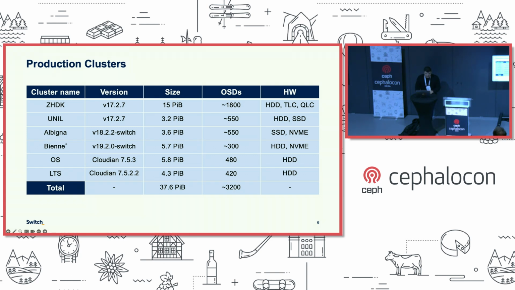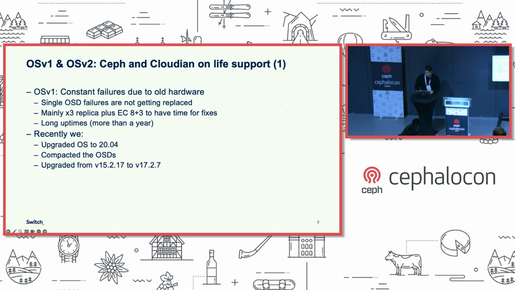I'm not going to talk too much about that. We're trying to phase them out. So OSv1 and OSv2 are basically Ceph and Cloudian on life support. We just maintain them. For example, if something bad happens, we don't replace OSDs, we don't do anything, we just try to keep them alive. The only way that we want to keep OSv1, which is based on Ceph, alive is to be able to get new hosts. And then you get the ship of Theseus, where something gets broken, and then you replace it, and after you have broken everything and replaced everything, you come with a brand new cluster in the end.